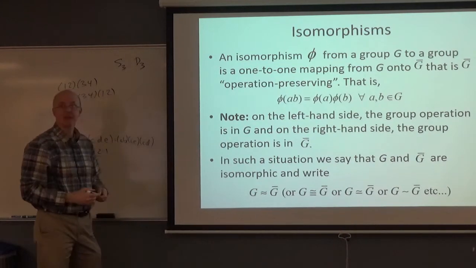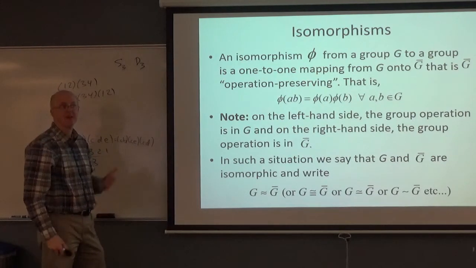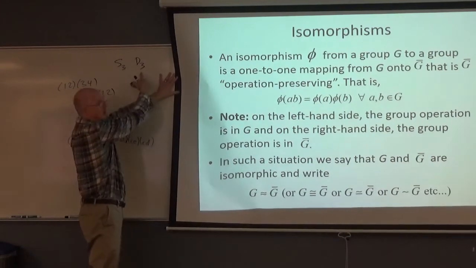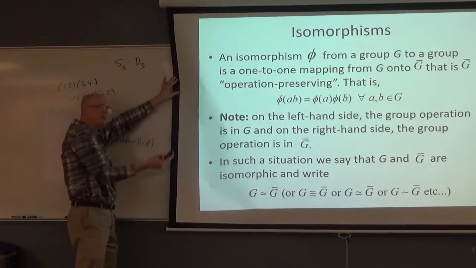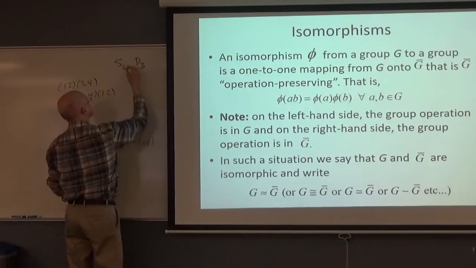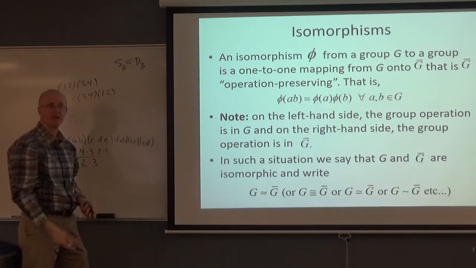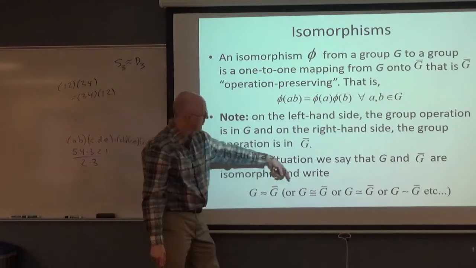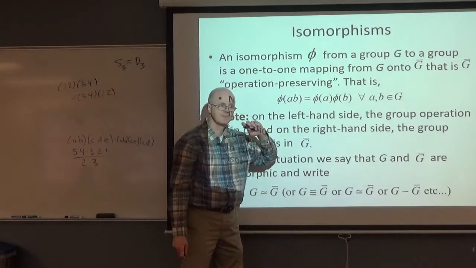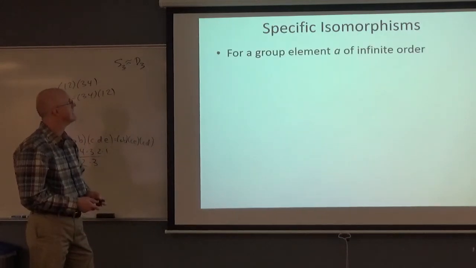They do share a commonality in the elements being functions and the operation being function composition, but they are defined differently. D3 is symmetries of an equilateral triangle. S3 is all permutations on the set of 3 objects, 1, 2, 3. So they are different groups, but they are isomorphic. They act the same. I'm going to show you an example of an isomorphism between these here in a minute. You will see people write the isomorphism symbol in different ways, but this is what our textbook does, and I will stay consistent with that.